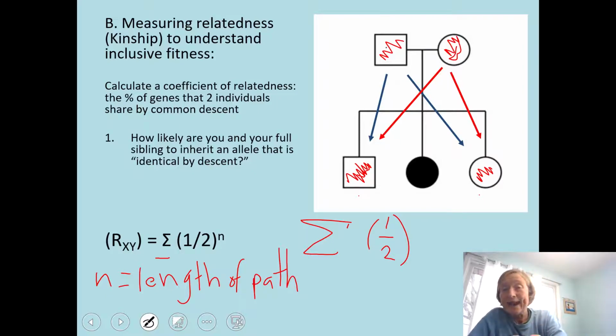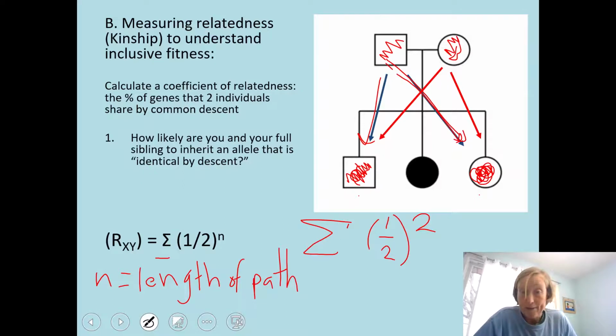Well, their dad connects these two individuals, right? Each of them inherits some genetic material from their dad. So that's one pathway that they're connected through their dad. What is the length of the path? Well, the length of the path is the number of arrows between this male and this female. There are 2 arrows connecting them, so the length of the path is 2.